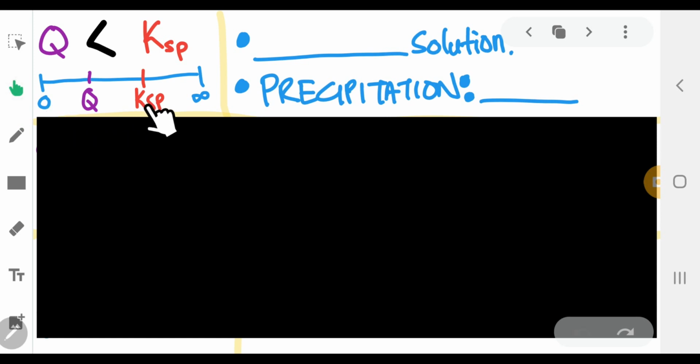So do remember that Ksp is the equilibrium constant. Therefore, the value is not going to change. The one that will be changing here is the value of Q. So in order for Q to be the same as Ksp in this case, you can say that the reaction wants to move towards the aqueous side.